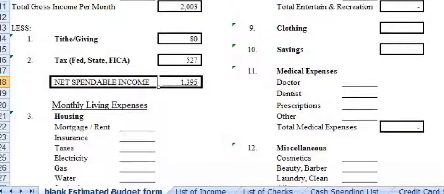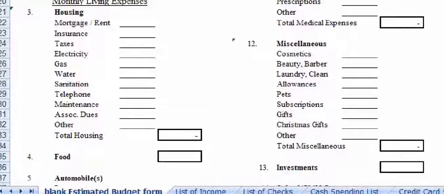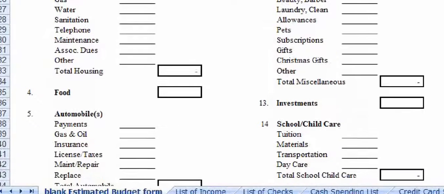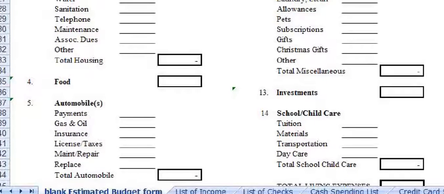We're going to scroll down a bit now so that we can see the housing, food, and automobile categories. Before we enter any data on these categories, let me explain a basic concept. Categories like housing, automobile, entertainment and recreation, and school childcare are designed to capture the total cost of what is being described. In the case of housing, the cost is the total cost of operating a home.